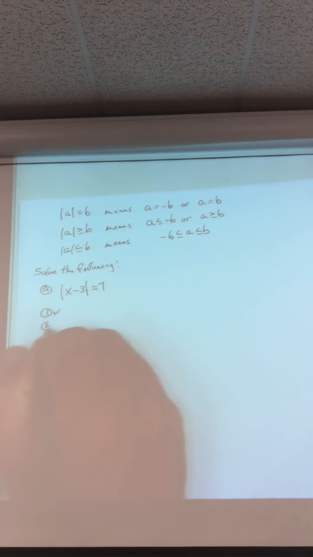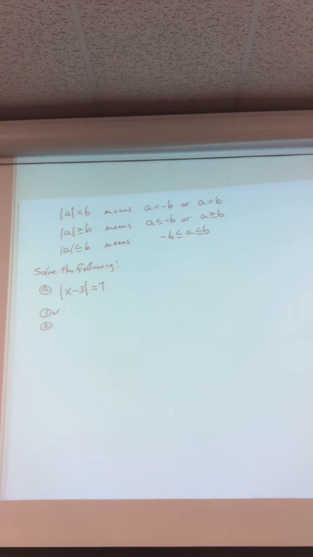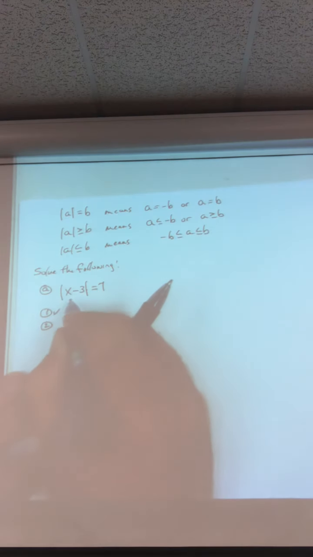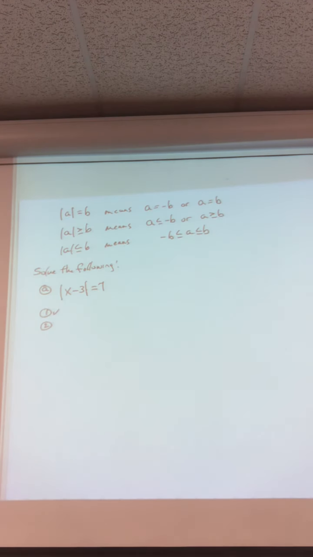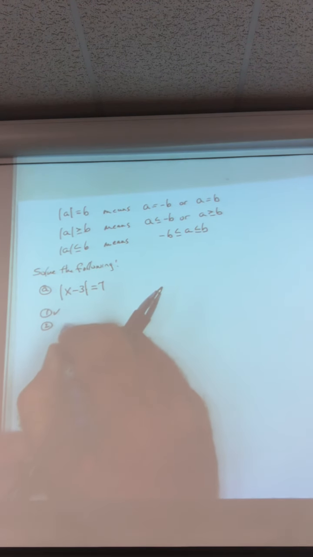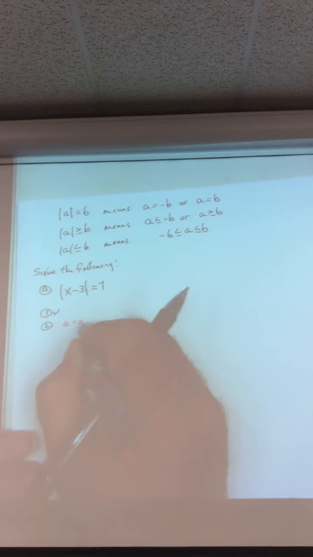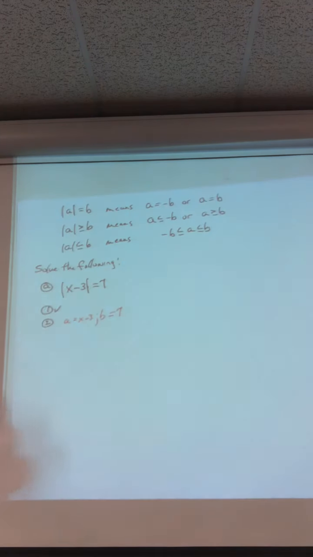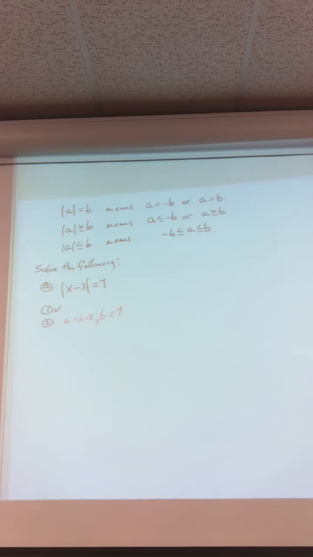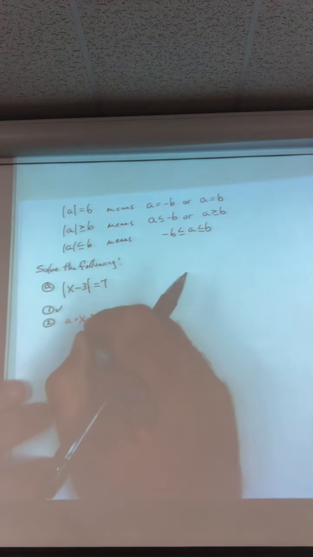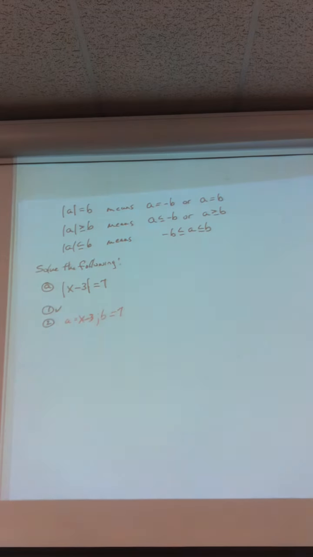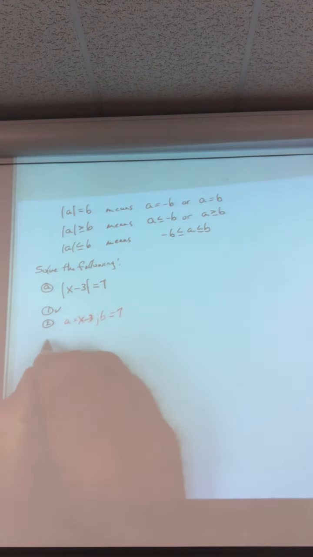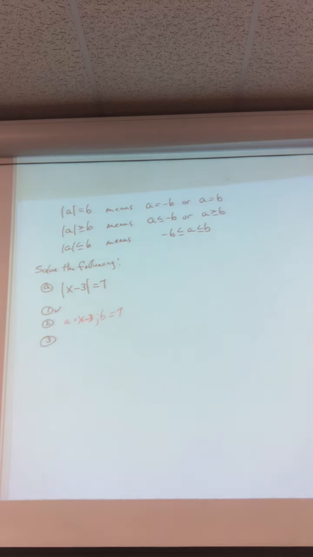Step 2, identify A and B. Remember I told you that A is what is inside the absolute values. So right here, A is x minus 3. B is the number that's over on the other side. So A is x minus 3, and B is 7. Step 3, solve the problem by using the appropriate formula.